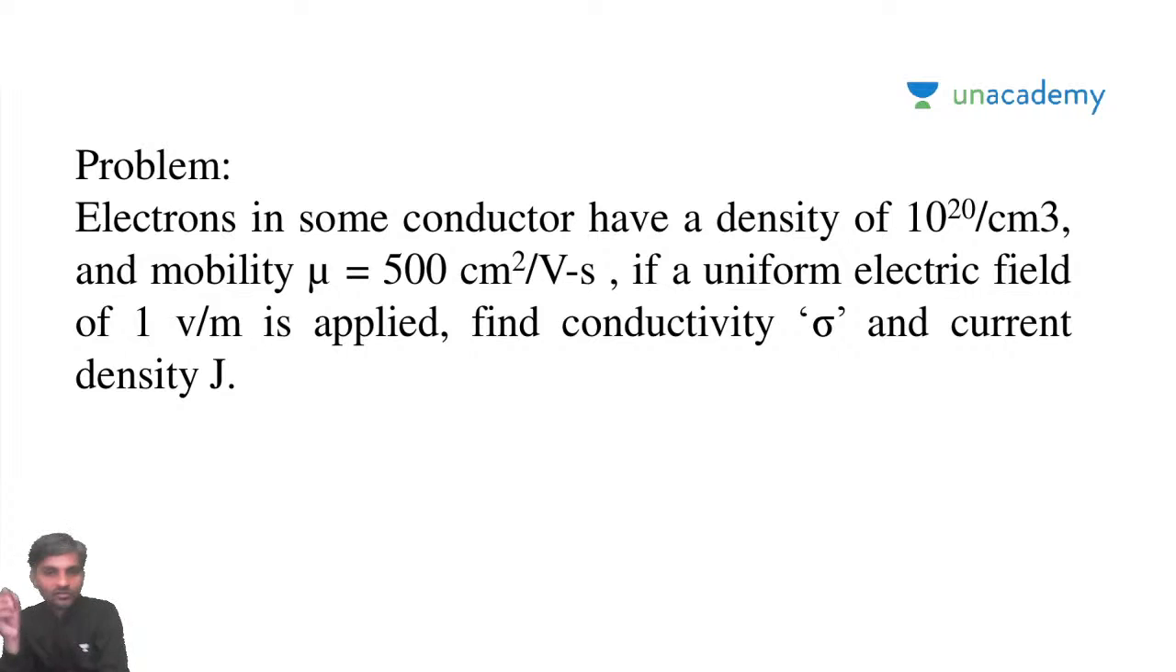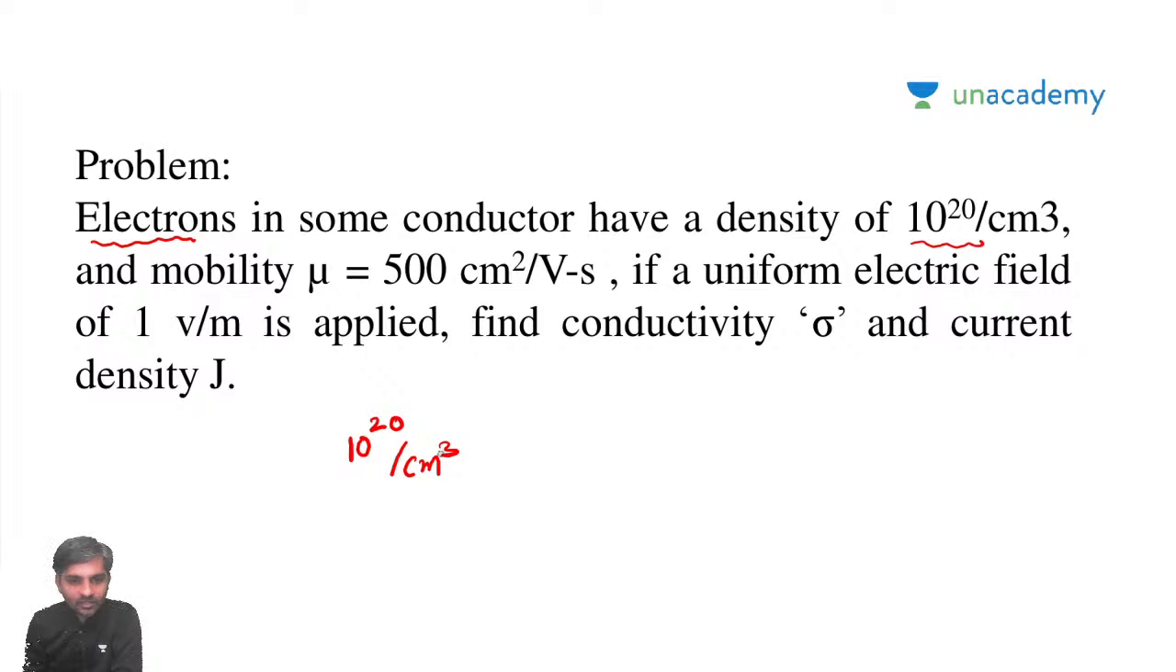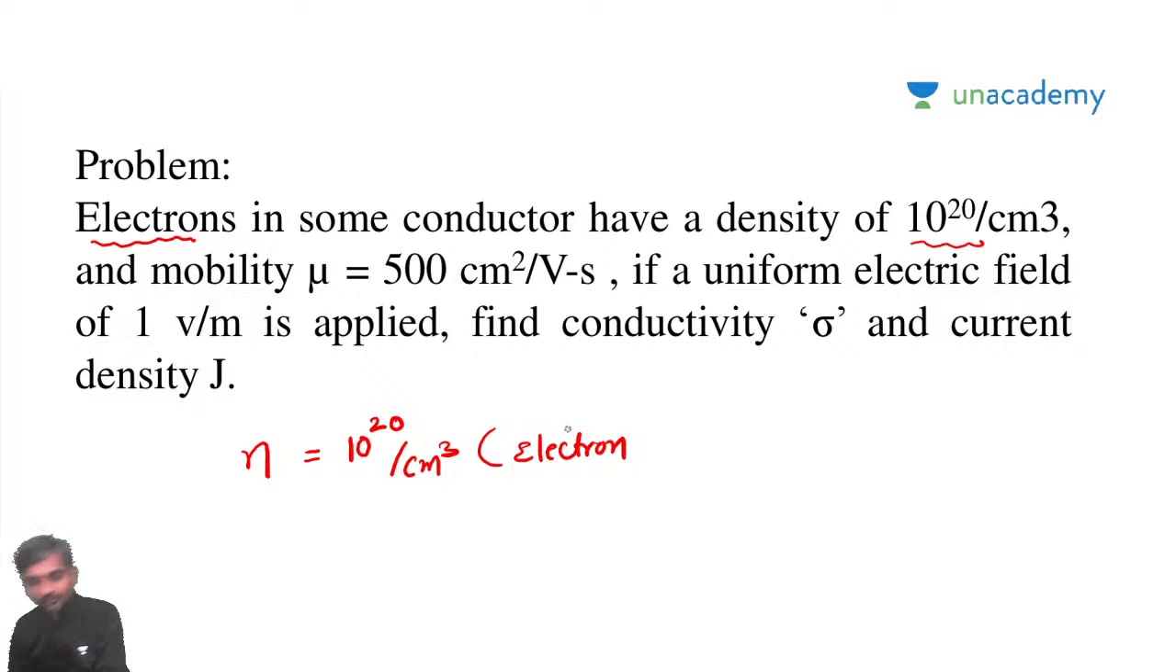This is very easy. First you should know what is meant by electrons in a conductor. Electrons in some conductor have a density of 10 to the power of 20 per centimeter cube. What does this represent? It represents the electron concentration N. First of all, understanding a problem itself is a big problem. If you understand the problem, there is no problem at all.